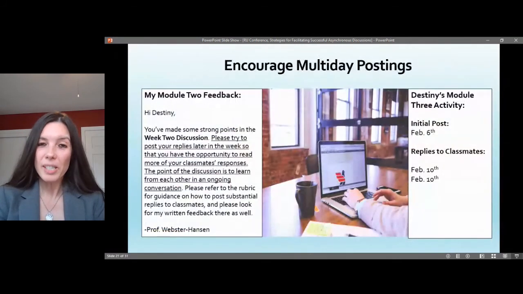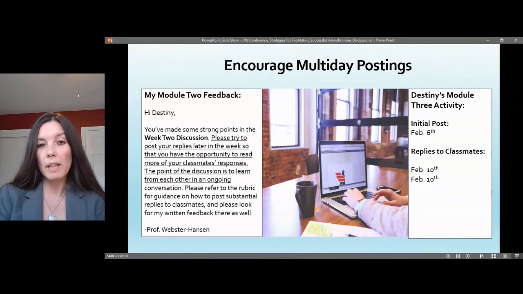Okay, so also, even if your rubric doesn't require students to post on multiple days, you can still encourage it as long as you don't penalize when it doesn't happen that way. Here's an example of where I told Destiny in my grading feedback that she should try to post her replies to classmates a little later in the week so she can read more of their posts. And I explained that the point of the discussion is to learn from others.